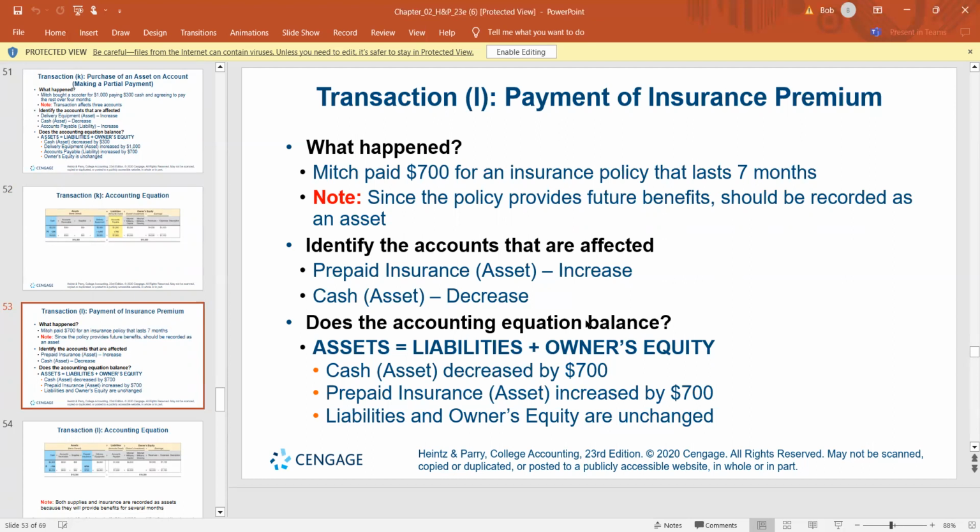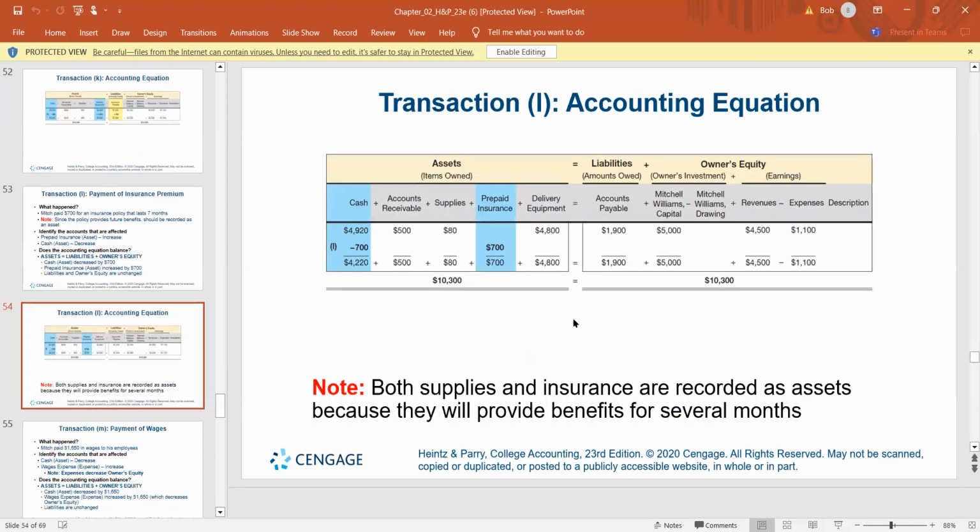And again, what accounts are impacted? Prepaid insurance, an asset. Cash is an asset. We exchange one asset for another. Now this thing's really getting busy. Here's prepaid insurance. We started with just cash as an asset. Now we have cash, receivables, prepaid supplies, prepaid insurance, and delivery equipment. 10,300. Insurance went up 700, and cash went down commensurately. Both supplies and insurance are recorded as assets because they will give us benefits in the future.